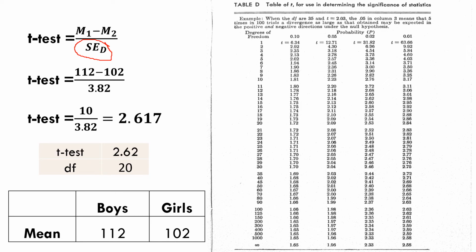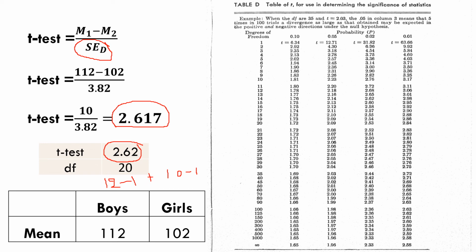So the t value is 2.617. If we round it off, it is 2.62. The degrees of freedom are n1 minus 1 and n2 minus 1, so 12 minus 1 and 10 minus 1. The total of these two groups is 20. So 20 degrees of freedom and the t value is 2.62.